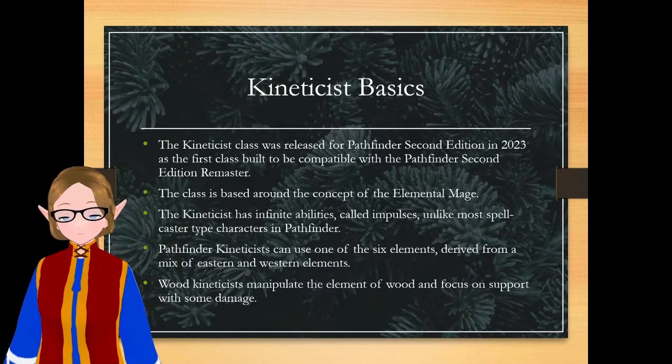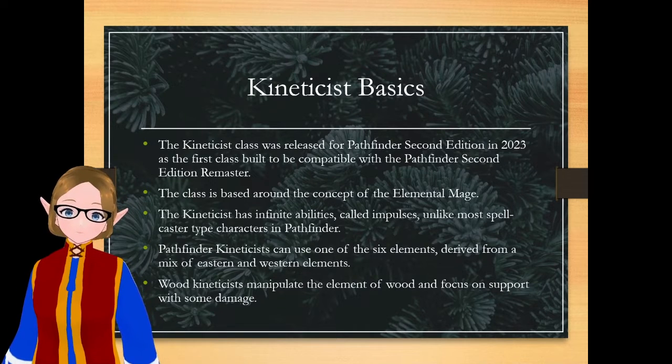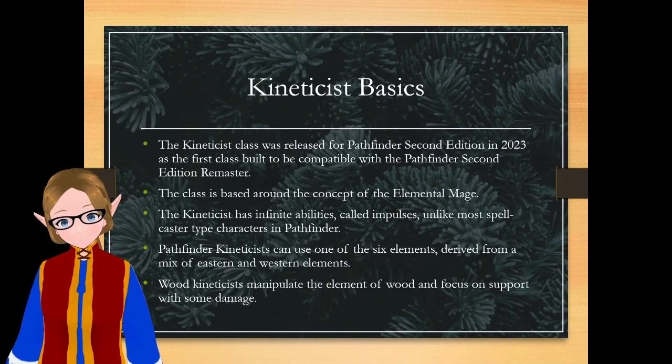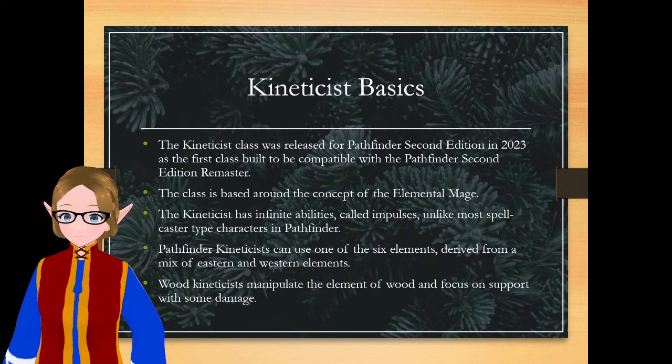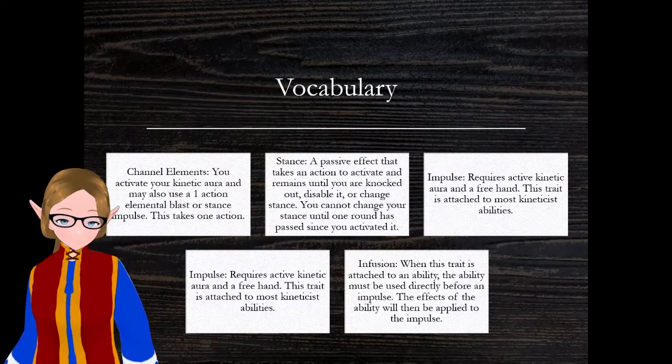So the Wood Kineticist is one of the subclasses of the Kineticist using the element of wood. Wood is derived from Eastern alchemy, just like metal is in Pathfinder, and the Kineticist has completely infinite abilities, as I have said in previous videos on other elements.